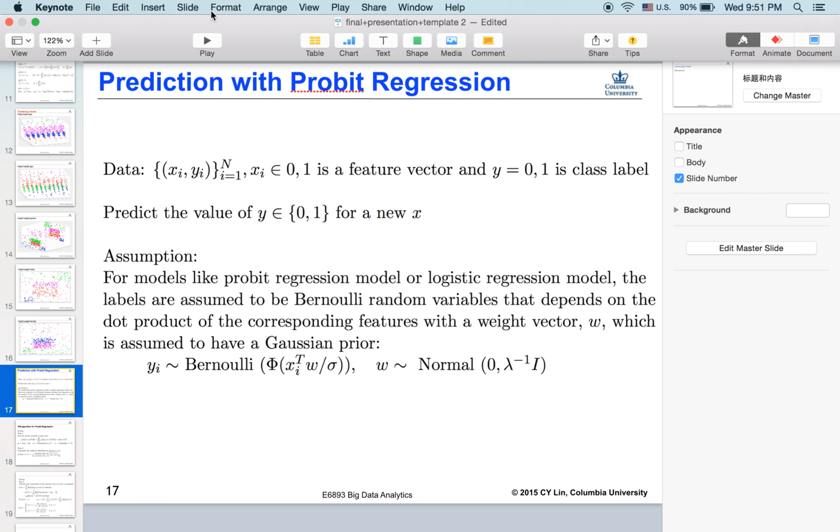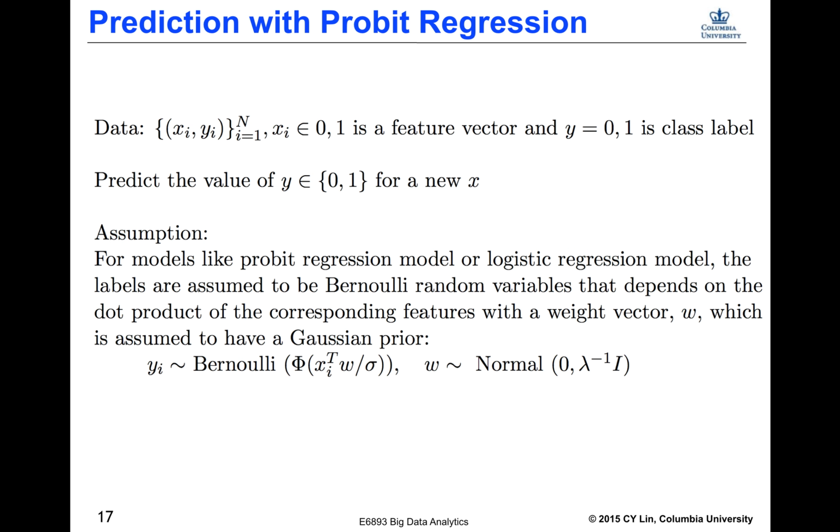The second thing we did is the prediction with probit regression. We have a data set x and y, where x is a feature vector with d dimensions, and y is 0 or 1, a class label. What we want to do is to predict the value of y for a new x. We have such an assumption that y is a Bernoulli distribution, which has an unknown variable w. W is a Gaussian distribution.